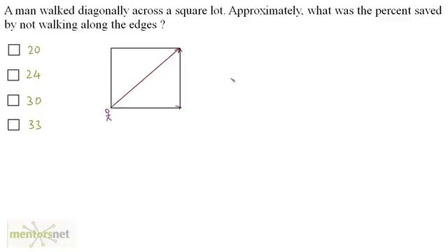Now let us assume that if this man walks along the edges, he walks, let's say, 100 kilometers. So the distance traveled along the edges we have assumed as 100 units. As this complete distance is 100 units, half of it will be 50 units. So the man travels 50 units horizontally and 50 units vertically. Now let us calculate how much distance he travels when he walks diagonally. Let this be x. As this is a square, this will be a right angled triangle, so we can apply Pythagoras theorem.